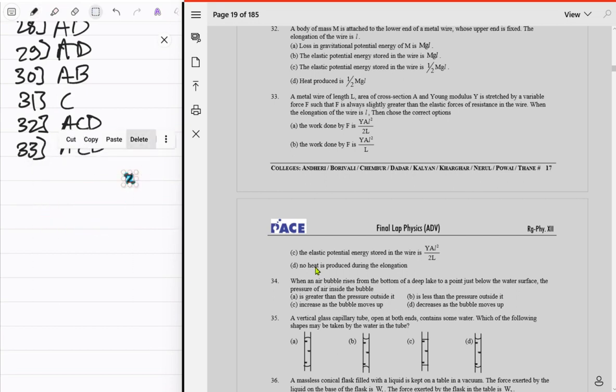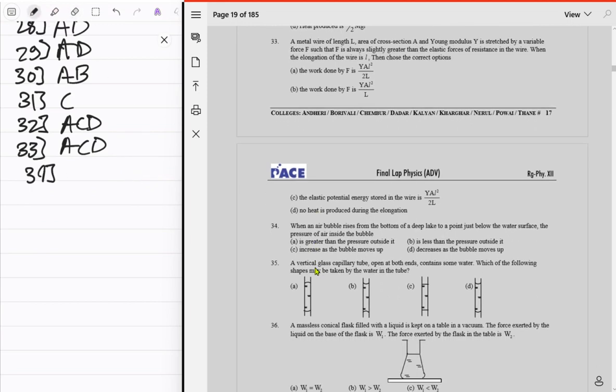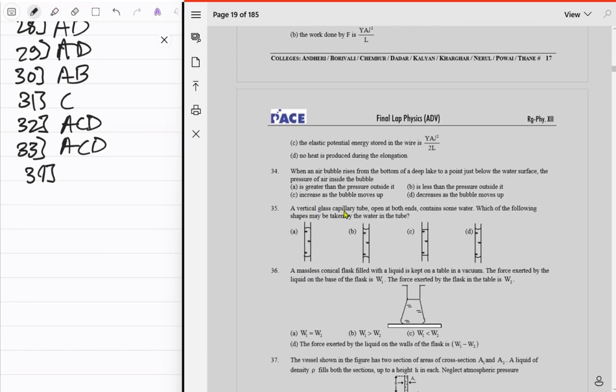Anyway, 34. यार 34. Okay. When an air bubble rises from the bottom of, okay, ये मैं पहले भी कर चुका हूँ, but वो बहुत complicated रहता है इनफैक्ट इसको करना. When an air bubble rises from the bottom of a deep lake to a point just below the water surface, the pressure inside. Oh, okay. Wait, what? Pressure of air inside the bubble is greater than the pressure outside it.